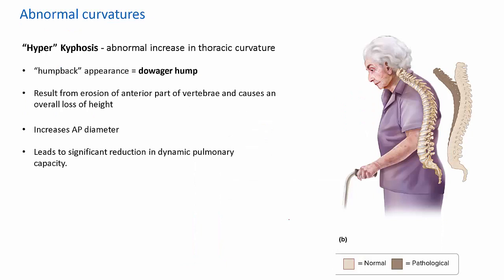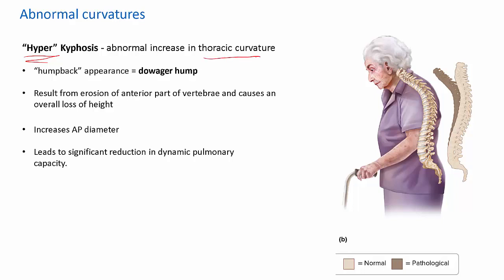Other curvatures we want to think about is kyphosis. As I mentioned before, kyphosis is a normal curvature. So with this, we sometimes will say hyperkyphosis, but usually we just shorten it to kyphosis. And you'll often see this is going to be due to this increase in the thoracic curvature.